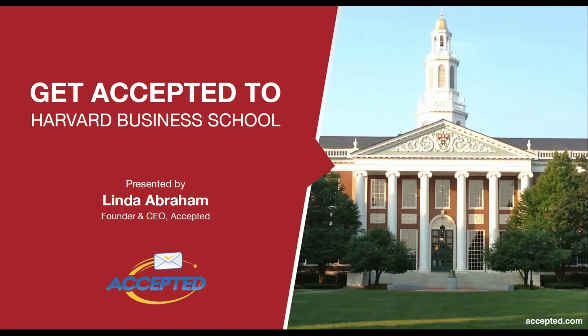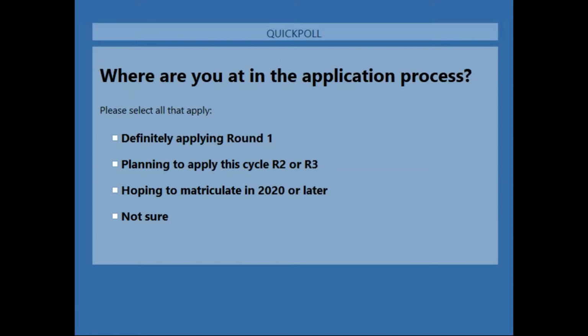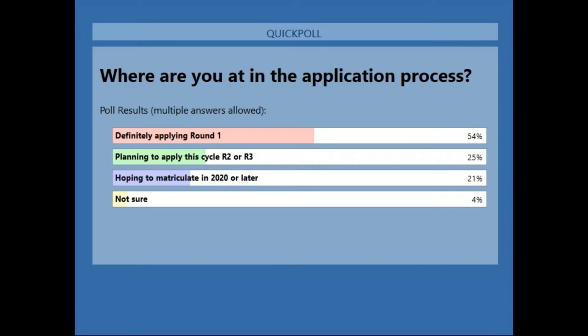Okay, so you are a slightly more committed group than this morning. And then the next question I have for you is, when are you planning to apply? Choose the option that is the earliest round you're going to apply. The options are definitely applying round 1, planning to apply this cycle, round 2 or 3, hoping to matriculate in 2020 or later, and just plain old not sure. I'm going to close the poll and share the results.